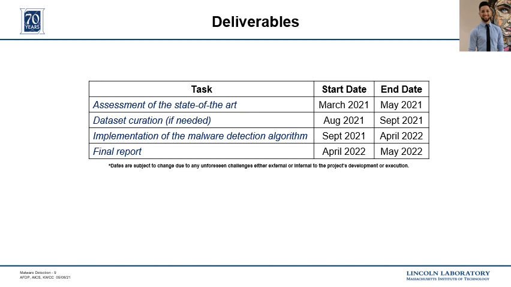Finally, we have our deliverables. First, we're going to do an assessment of the state of the art, which we started in March, and we'll end during this month. In August, we're going to continue with the dataset curation until September, when we're going to start the implementation of malware detection algorithms. And in April and May, we're going to do the final report, when we're going to present to you our results and see how the algorithm performs.